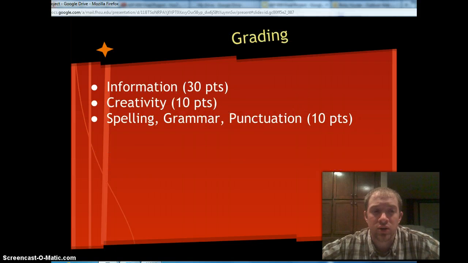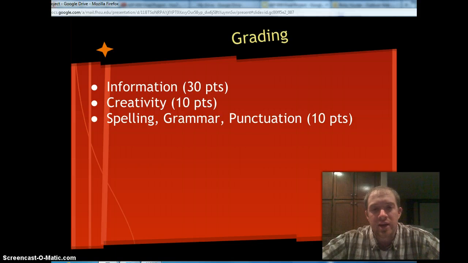Here's what you're going to be graded on. You have 3 categories. First one is information, telling the 6 steps, telling what each step means and does. And that's going to be worth 30 points. 10 points is going to be your creativity, how you put it on the page, how you make it pleasing to the eye, and how you grab my attention and make me want to read that infographic.